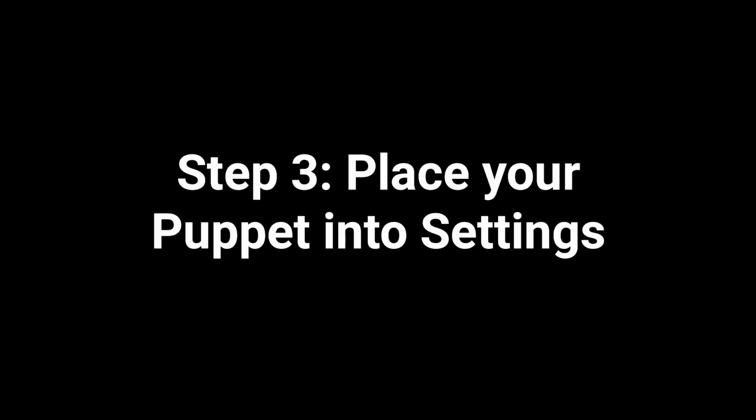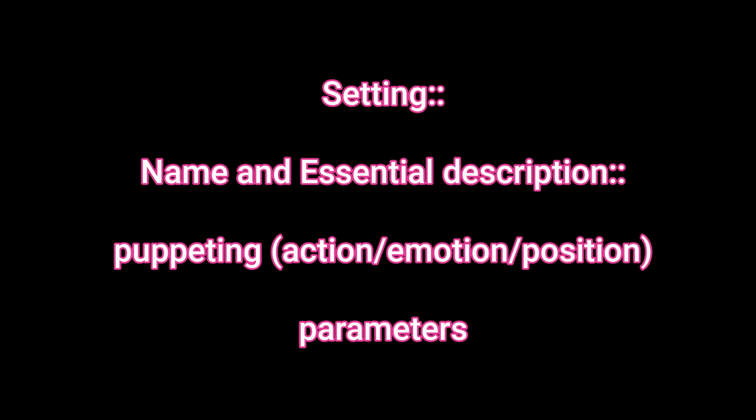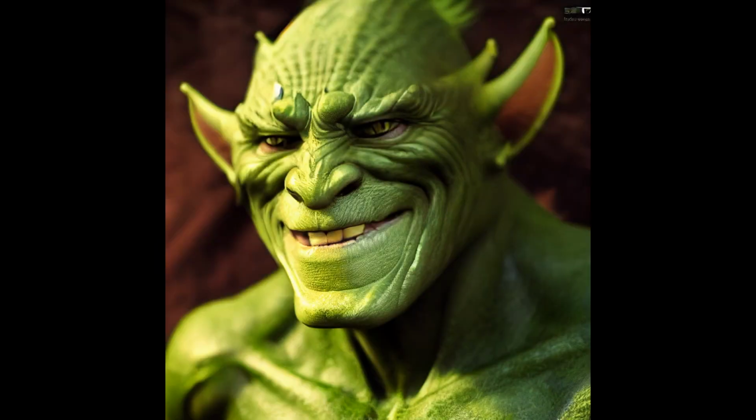Step 3. Place your puppet into settings. At this point we are ready to place our puppet into a scene. This means we need to start working on our prompt craft. Pay attention to the structure of the prompt here, it is important. The general structure is setting, name and essential description, puppeting, and then the usual style information and parameters. Here's Sora to show us how it's done.